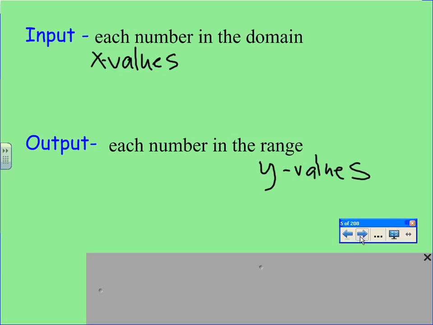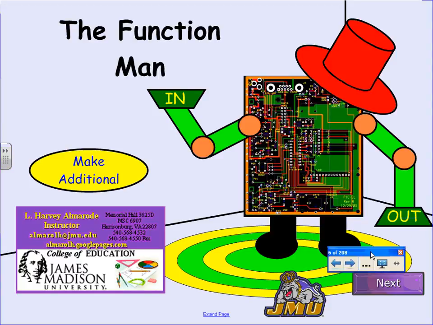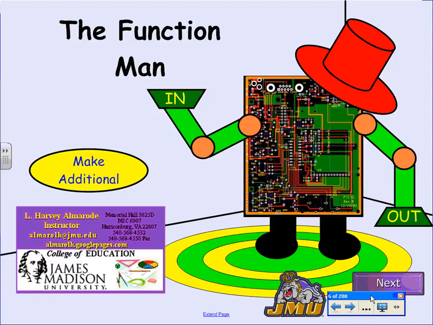All right, so here's the function man. I want you to think of our function man as these are the input values, which are the x values. These are going to be the output values, which are the y values. So before I go to the next screen, without looking in your notes, what's another name for input?